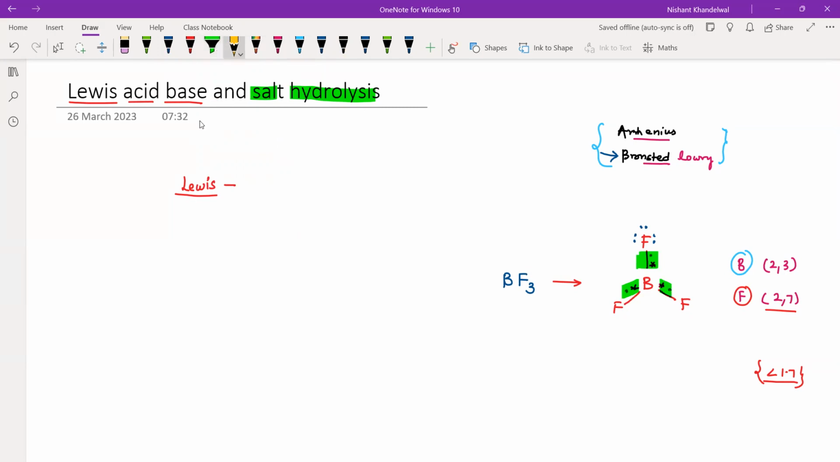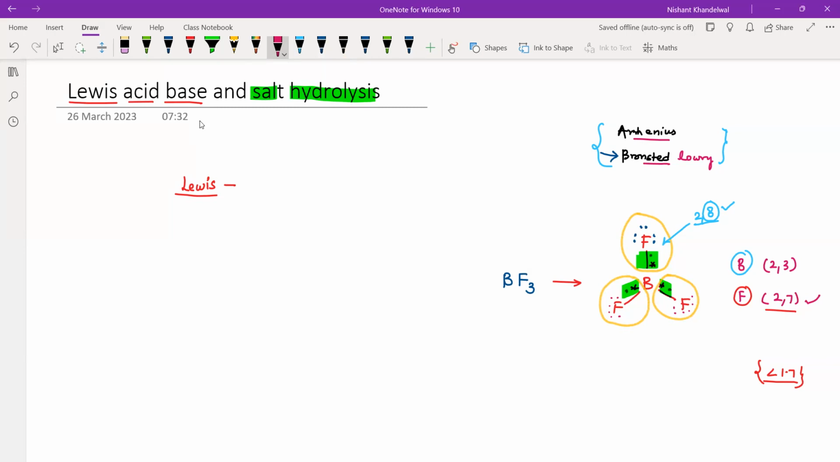Now, fluorine after this bond formation will have how many electrons? 2, 8. Yes, the electronic configuration of fluorine after bonding with boron changes to 2, 8, so its octet is complete. This is the case with all the fluorines. Here also you can draw the remaining 6 electrons. So fluorine is completing its octet and it is pretty much happier with this sharing.